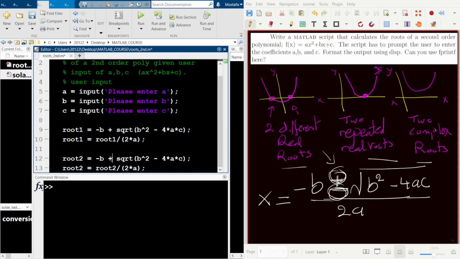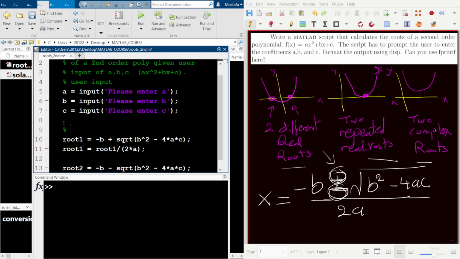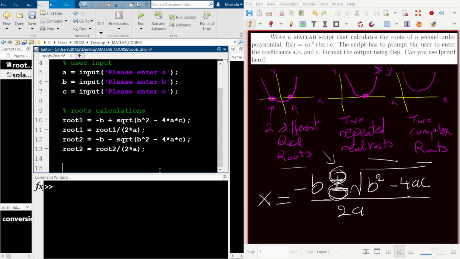And also, instead of positive, I need to put a negative sign here, and that will give me the second root. So I can actually call this block roots calculations. So I'm done with calculating the two roots. Now displaying the results.